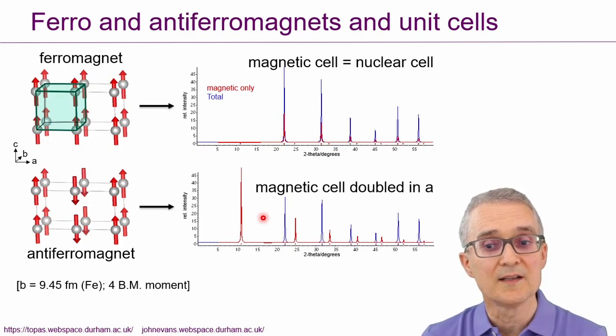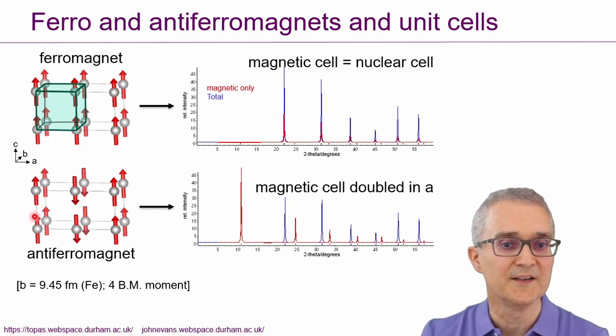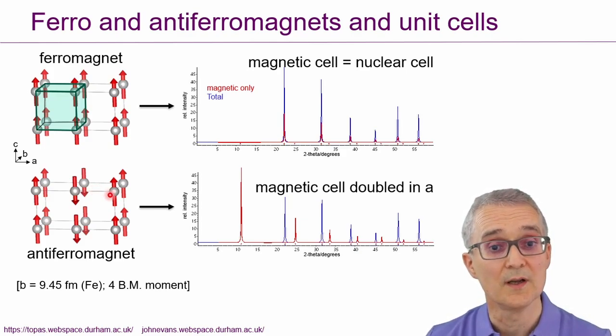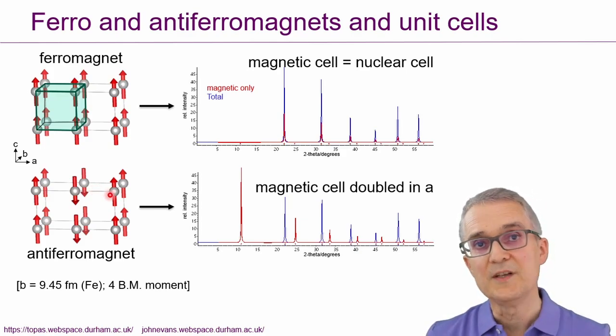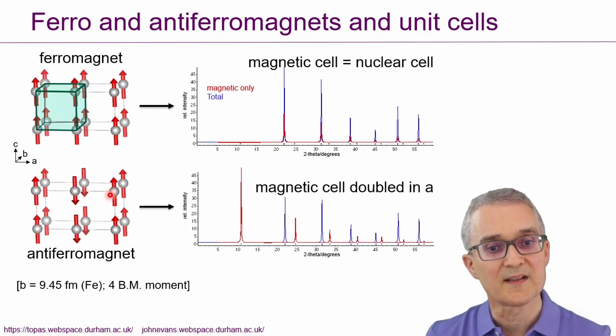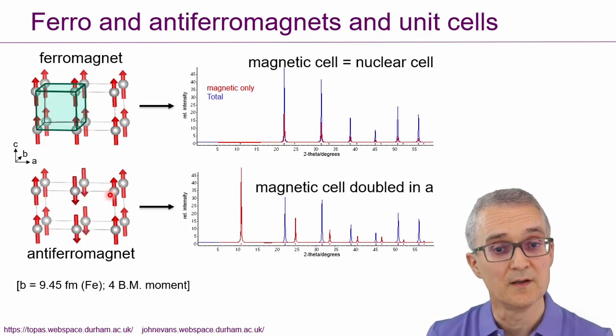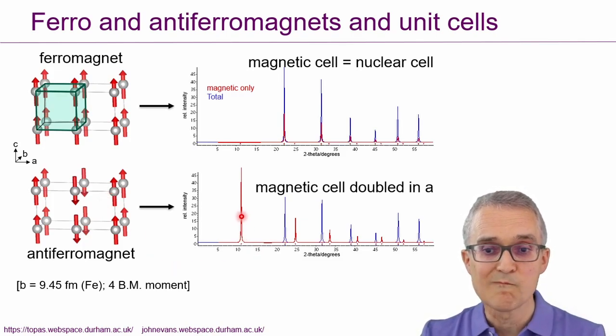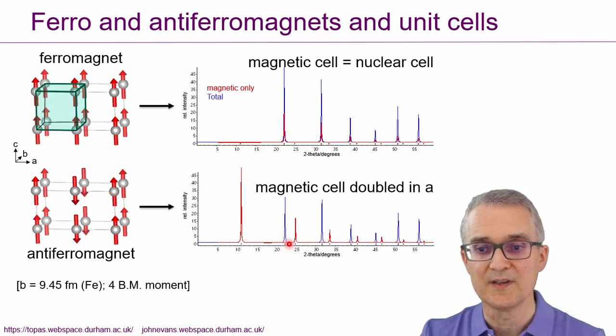The key difference in the antiferromagnetic case is that because the magnetic moments are going up, down, the magnetic unit cell is actually twice as large along the A direction as the nuclear cell. So that means we would expect to see peaks at different values of 2 theta for the magnetic diffraction and the nuclear diffraction, just from Bragg's law. And that's what we see experimentally. We see the red magnetic peaks at different 2 theta values to the blue nuclear peaks.